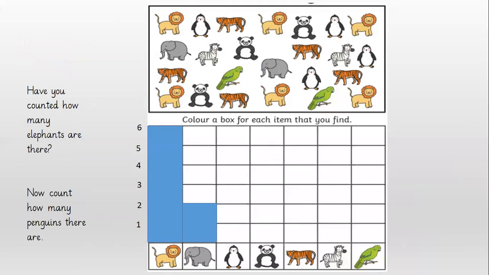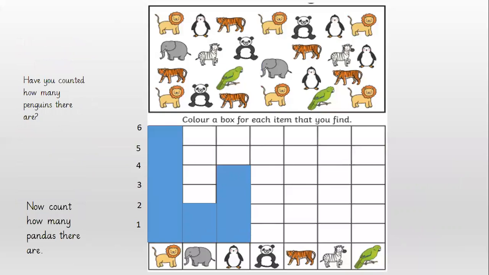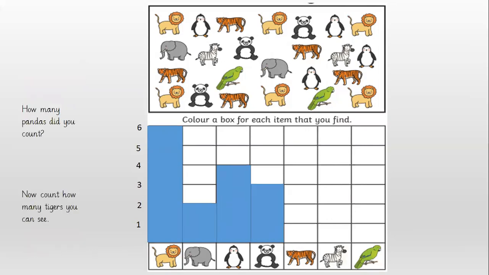How many elephants have you counted? I can see 2, which is why I filled in 2. Now count how many penguins there are. I can see 4 penguins. Did you get 4? Let's see what's the next animal. It's pandas. Now count how many pandas there are. How many can you see? I've counted 3 pandas and I put it onto my bar chart.